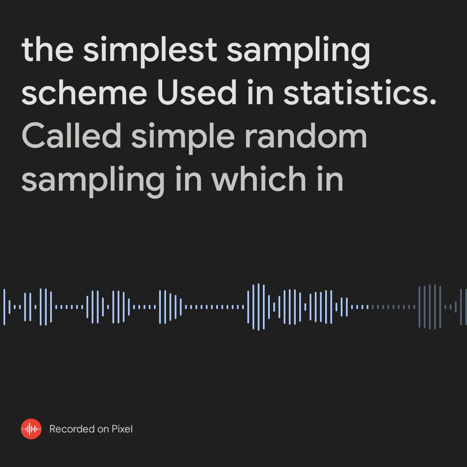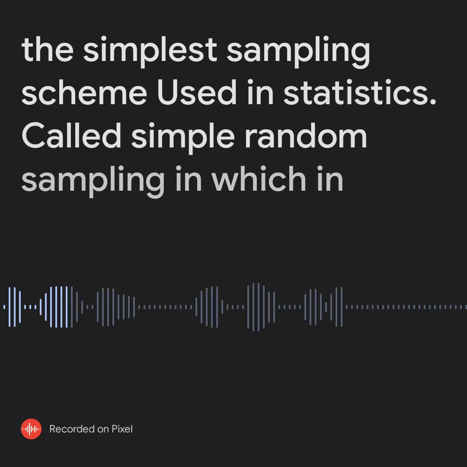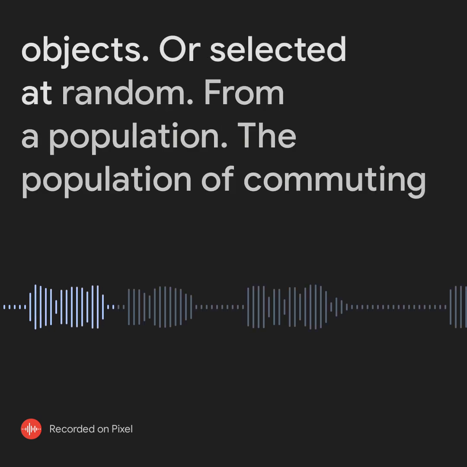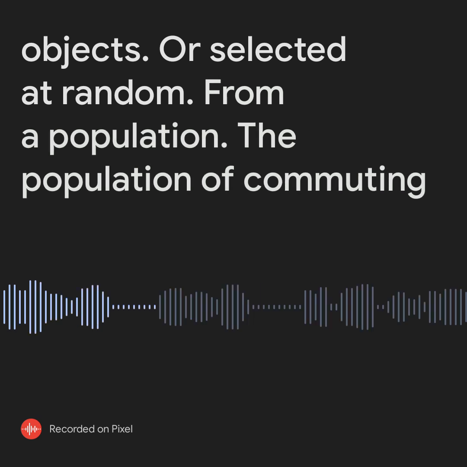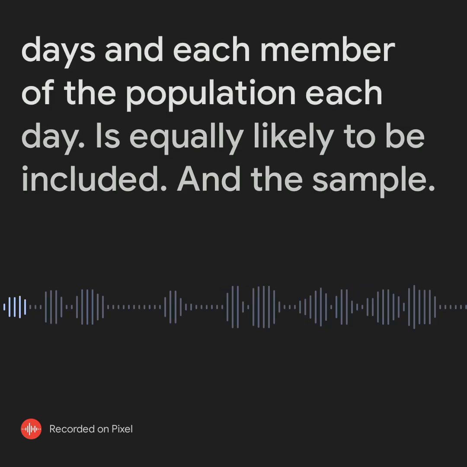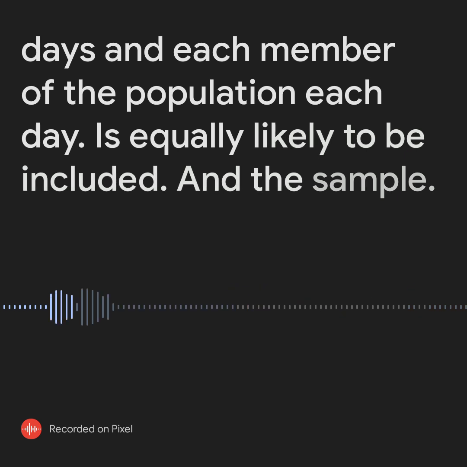The situation described in the previous paragraph is an example of the simplest sampling scheme used in statistics, called simple random sampling, in which n objects are selected at random from a population. The population is the commuting days, and each member of the population, each day, is equally likely to be included in the sample.